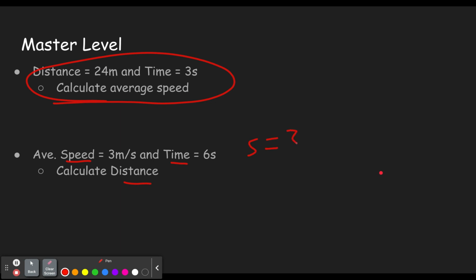So speed we see is 3 meters per second. Time is 6 seconds. And distance is our unknown. So our equation S equals D over T. We come over here and we write S equals D over T. To solve for distance, distance is already in the numerator. So all we have to do is get it by itself.